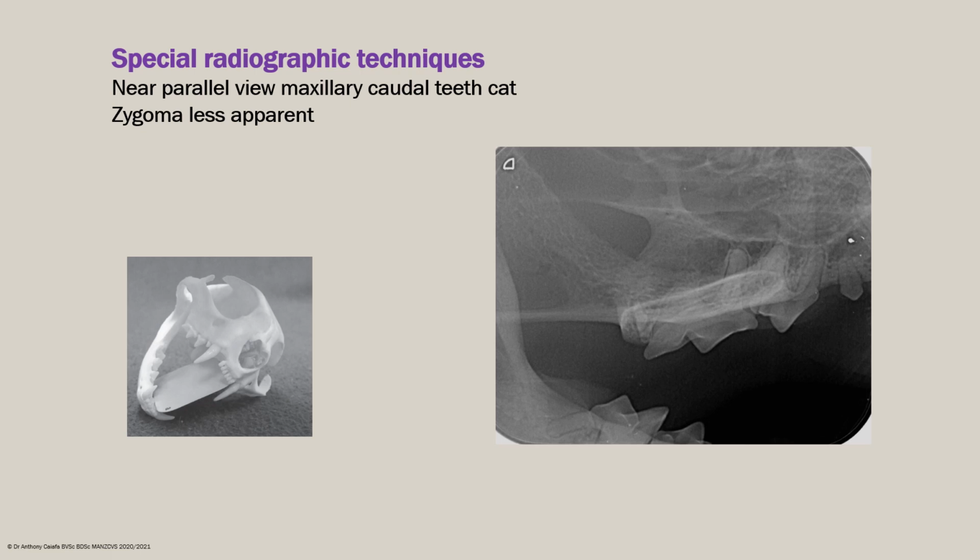So with that angulation, now we can actually shoot parallel to that image or to the sensor or the film, and with that parallel view, now we can see on the right hand side we have a pretty nice view of premolar 4 with some superimposition of the zygoma, but not as much as I would have if we had taken a normal standard 45-degree view. So this is another option that you can use to take a near parallel view of premolar 4.